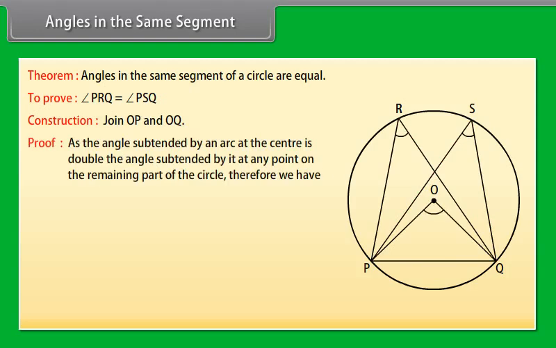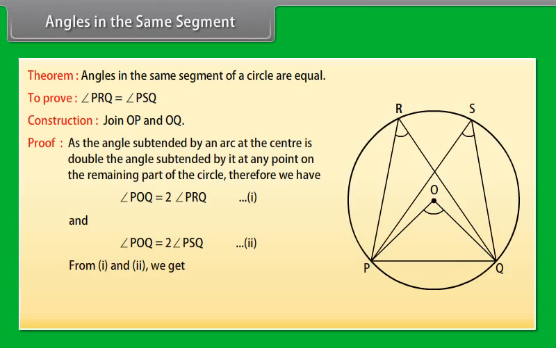Prove. As the angle subtended by an arc at the center is double the angle subtended by it at any point on the remaining part of the circle, we have angle POQ is equal to 2 angle PRQ. Mark it as 1. And angle POQ is equal to 2 angle PSQ. Mark it as 2. From first and second we get 2 angle PRQ is equal to 2 angle PSQ. Therefore, angle PRQ is equal to angle PSQ.